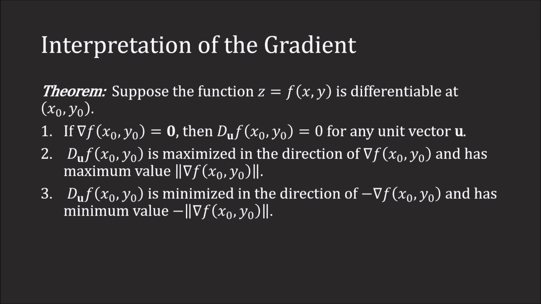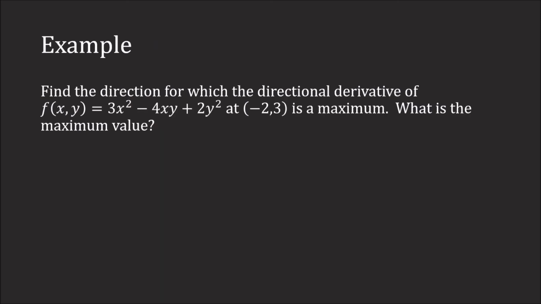All right, we're going to look at this now. So we want to find the direction for which the directional derivative of this function at the point negative 2, 3 is a maximum. And then what is the value of that maximum? So first, calculate del f, because this will give us the direction of maximum increase. All right, so we'll have 6x minus 4y, and then negative 4x plus 4y.